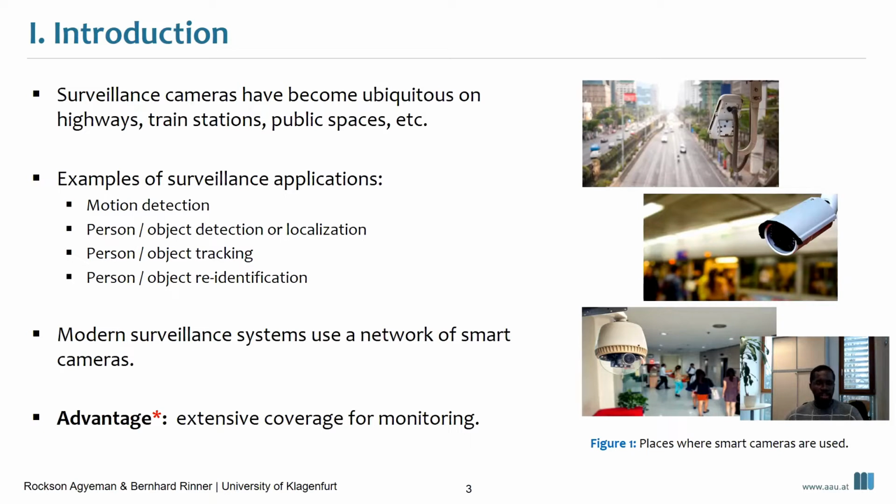Modern surveillance systems have evolved from the use of single cameras to the use of a network of cameras. One of the advantages this provides is the convenience of extensive coverage. The pervasive adoption of cameras is made possible by some enabling technological trends, and we shall quickly review these on the next slide.